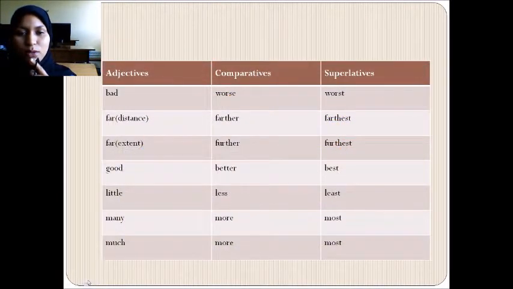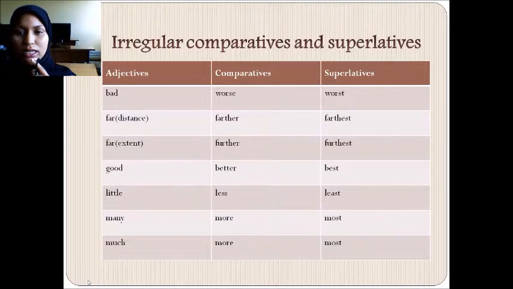And this table shows the adjectives and their irregular comparative and superlative forms. We have adjectives like bad. The comparative is worse, and the superlative is worst. Far, for distance, is farther and farthest. We have far for extent: the comparative is further, and the superlative is furthest.